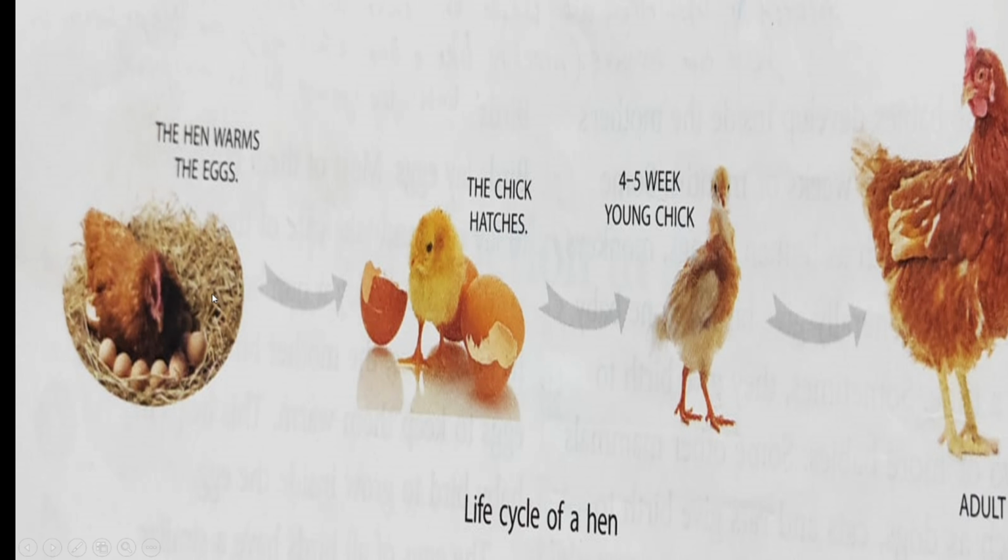Here you can see how the chicken develops, the life cycle of a hen. First it lays eggs and it sits on the eggs and hatches them. After 21 days, it helps the bird to come out. It breaks the shell and the chicks come out. After 4 or 5 weeks, you can see how the young chick looks, and this is the adult chicken.